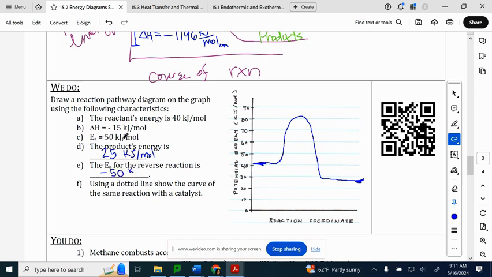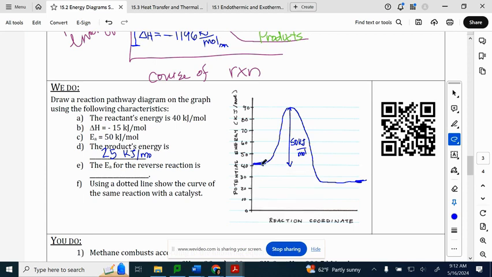Wait a minute, EA, that's activation energy. They did give us a value for that. Hold on, back the train up. Okay, so 40 plus 50 is 90. So that's going to be 90. Bad Lippy, didn't read the instructions. All right, so my activation energy is going to be 50 kilojoules per mole.